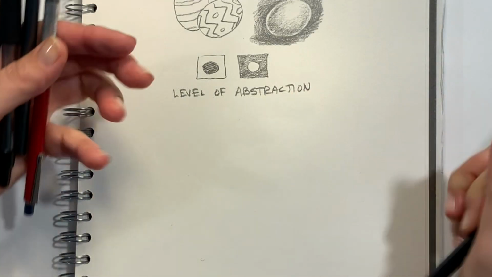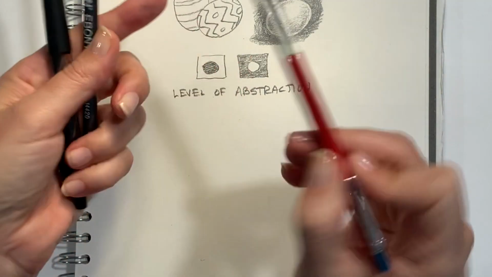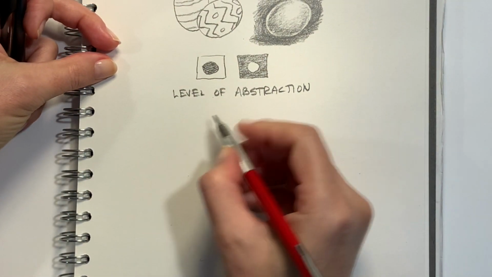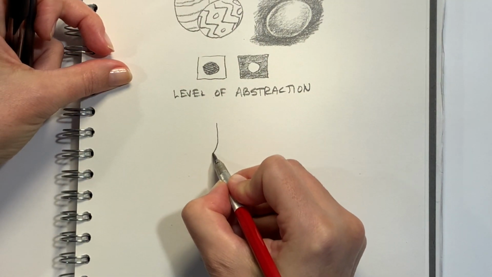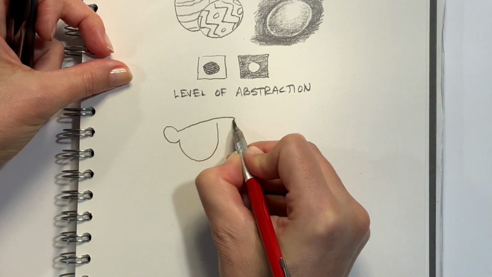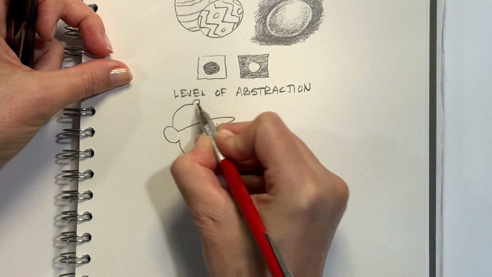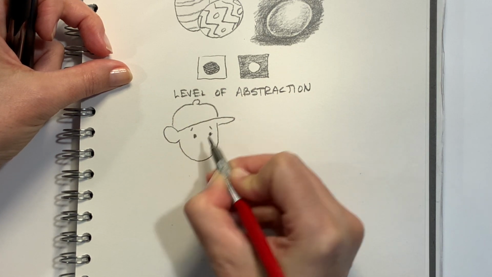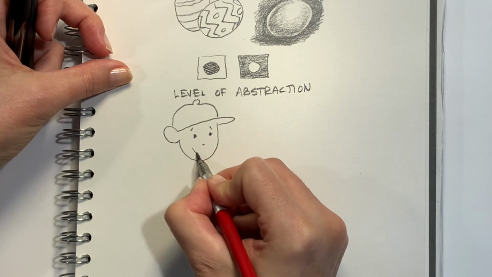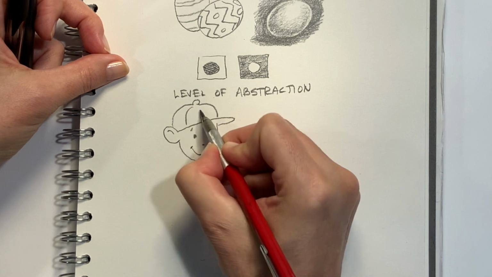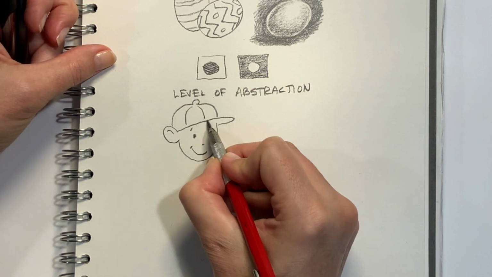I'll give you one more example. Let's draw a face. I'm going to switch pencils so that you can see these in use a little bit. So if I'm going to draw a cartoon face, I might draw just a little head, a big ear, maybe a funny hat, little eyes. Absolutely nothing wrong with that. We've got a little cartoon dude.